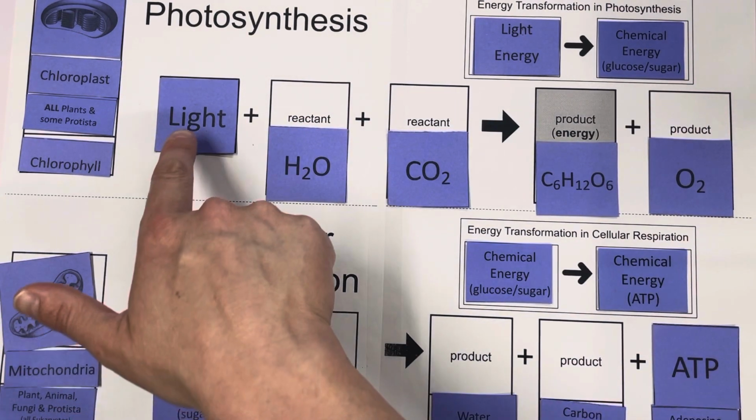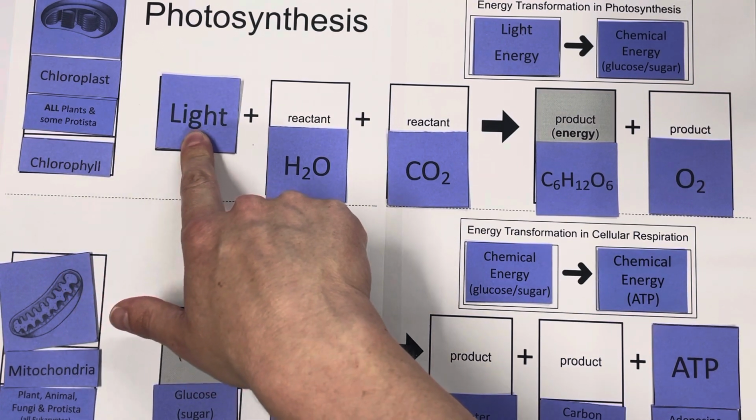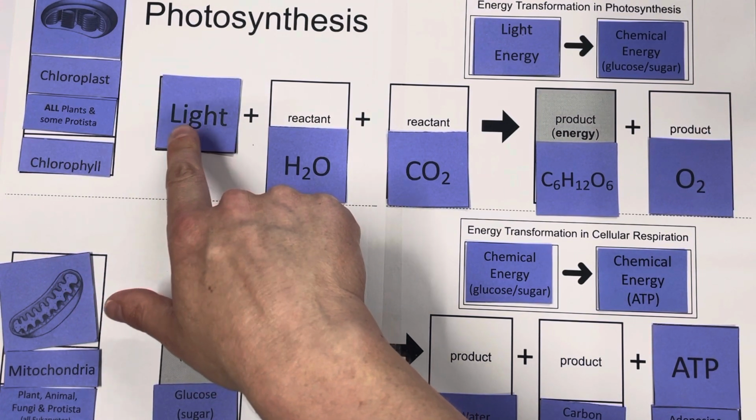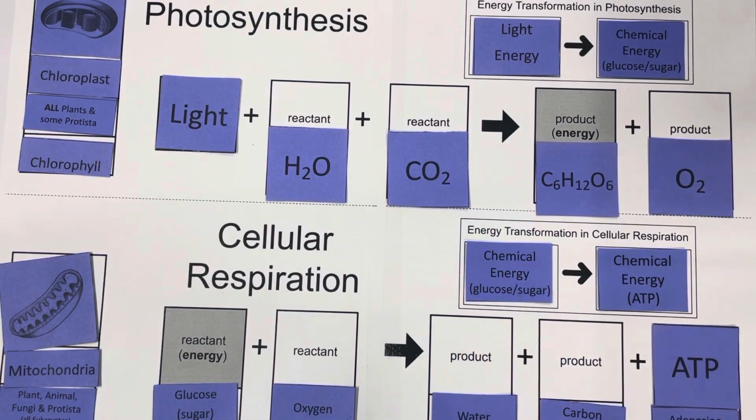Okay, we're moving energy, we're converting energy from the light of the energy of the sun. All life on Earth comes from energy from light of the sun into glucose, and then from glucose into ATP. And that is your photosynthesis and cellular respiration notes. Practice this again and again until you've got it.